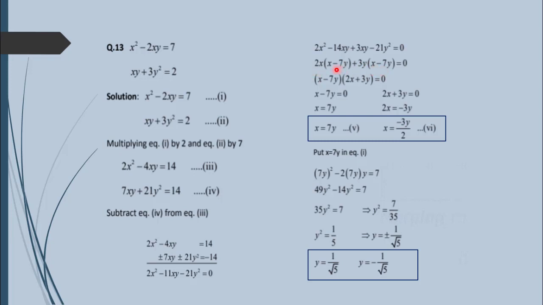In this equation, x minus 7y is the common factor, and taking it as common, we get x minus 7y times 2x plus 3y equal to 0. It means either x minus 7y is equal to 0 or 2x plus 3y is equal to 0. Solving these two equations for the value of x, we get x is equal to 7y or x is equal to minus 3y over 2. We call them equation 5 and 6.